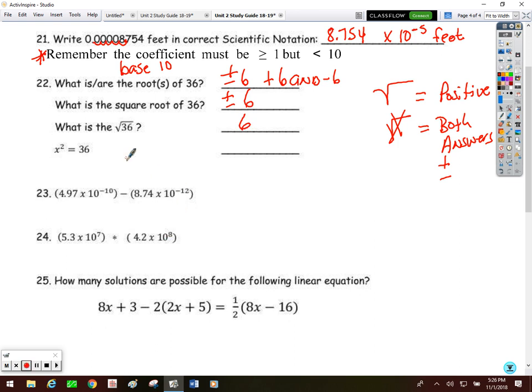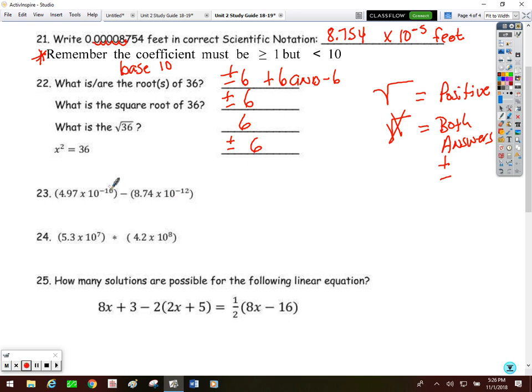Alright, the next one, x squared, some number squared would give me 36. Really what this is asking is what number can I multiply twice times itself to get 36, or what is the square root of 36? Well, we know the square root of 36 is 6, and I don't see that radical symbol, so it's plus and minus. Because plus 6 times plus 6 is 36, and negative 6 times negative 6 is 36.